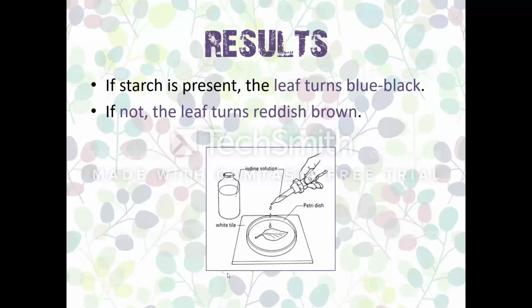But if I said the aim was to show whether photosynthesis took place, right? Because if the result said the leaf turns blue-black, then the conclusion would be photosynthesis did take place. If the result was that the leaf remained or turned reddish-brown, then the conclusion is photosynthesis did not take place. Right, you need to remember this for the rest of the experiments.